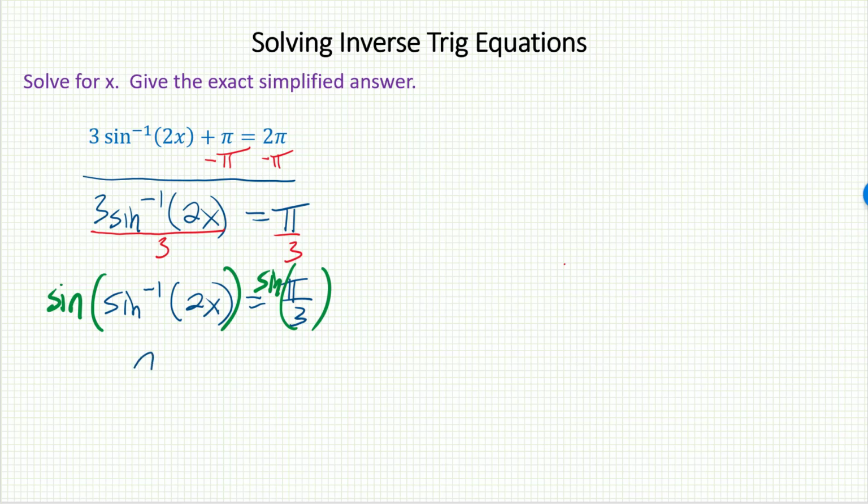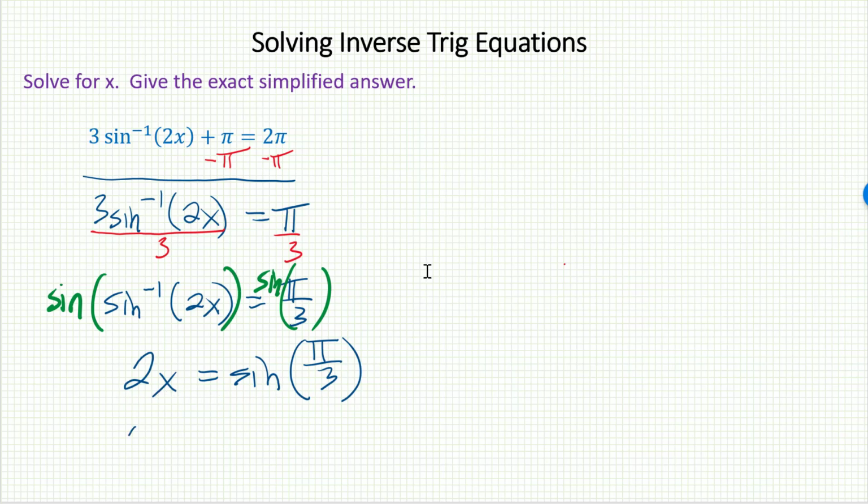What I have here, the left becomes just 2x. Sine and sine inverse have wiped each other out. And on the right, I have sine of pi over 3. Do you see that this line says the exact same thing as the last line did? The last line said that the angle whose sine ratio is 2x is pi over 3. Well, that's all we've written down. Apparently, if you stick pi over 3 into the sine function, you get 2x.